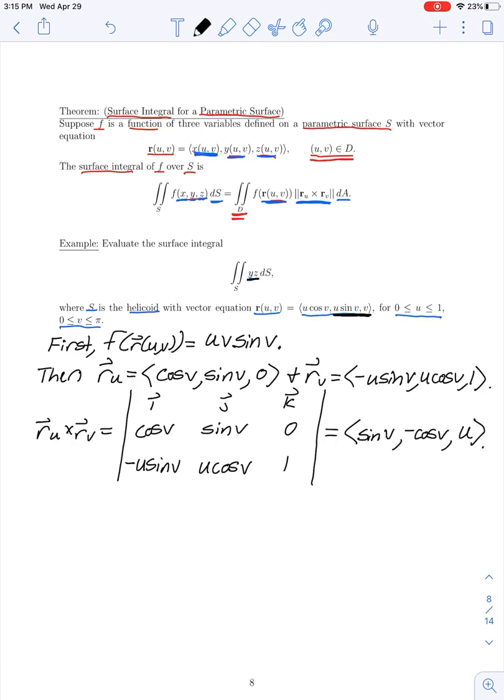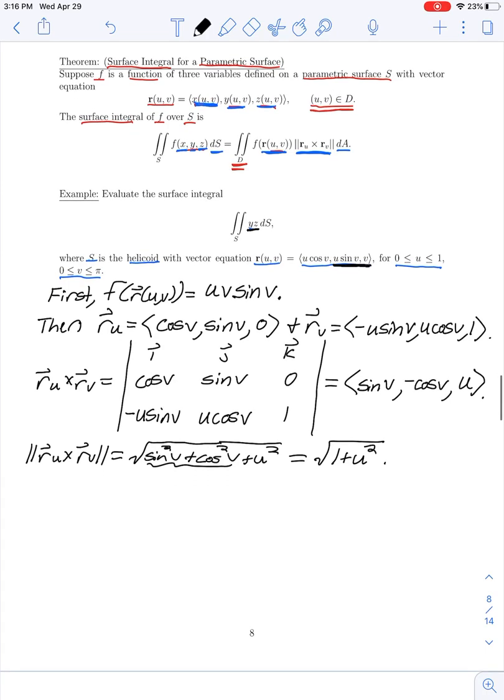Now, we can set up our surface integral once we have, let's see, we still need the magnitude of this cross product, r sub u cross r sub v. Taking the magnitude, that would be the square root of the sum of the squares. So we would have the square root of sine squared v plus cosine squared v plus u squared. Again, since sine squared plus cosine squared of some angle is 1, we have the square root of 1 plus u squared.